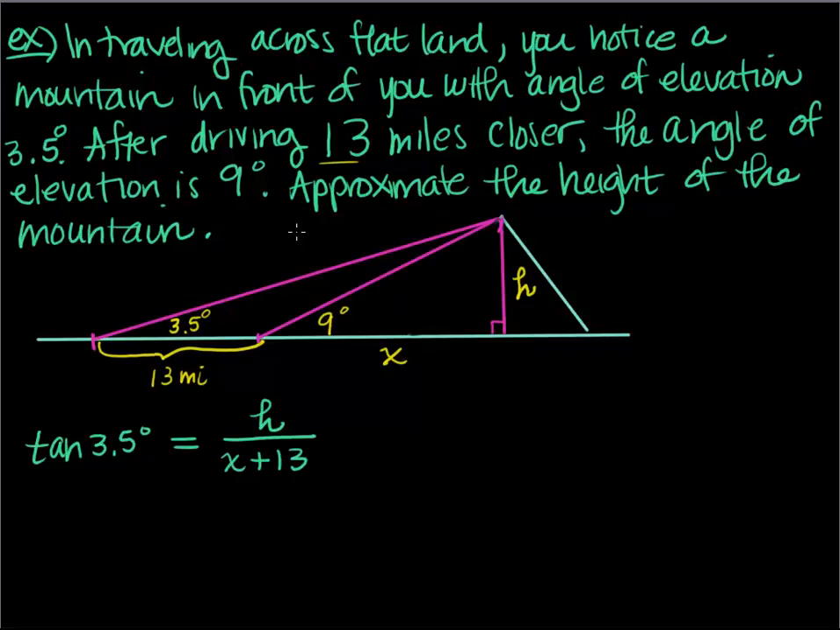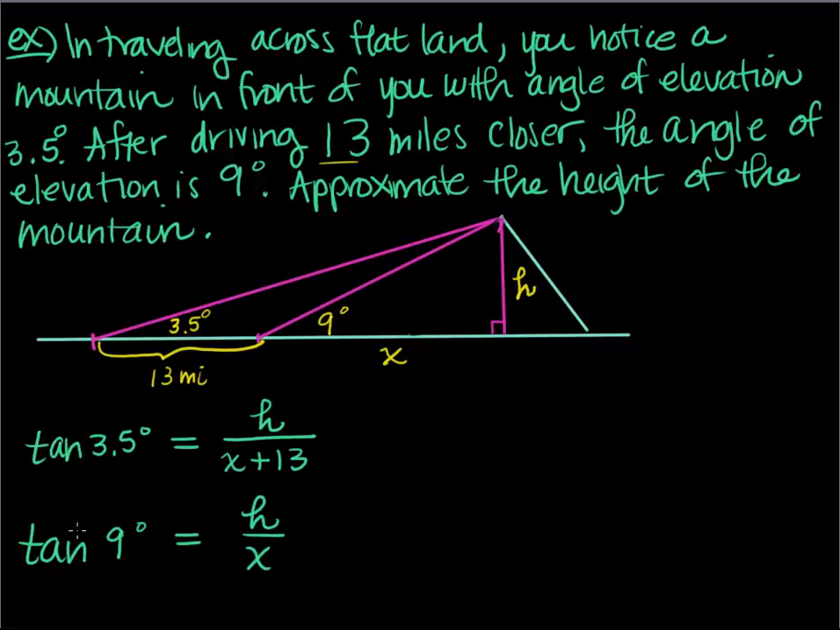And then I'm going to do the same thing. Now I'm going to focus on this little triangle here, and find a relationship there as well. That one's a little bit easier. We see that the tangent of 9 degrees is just H over X.